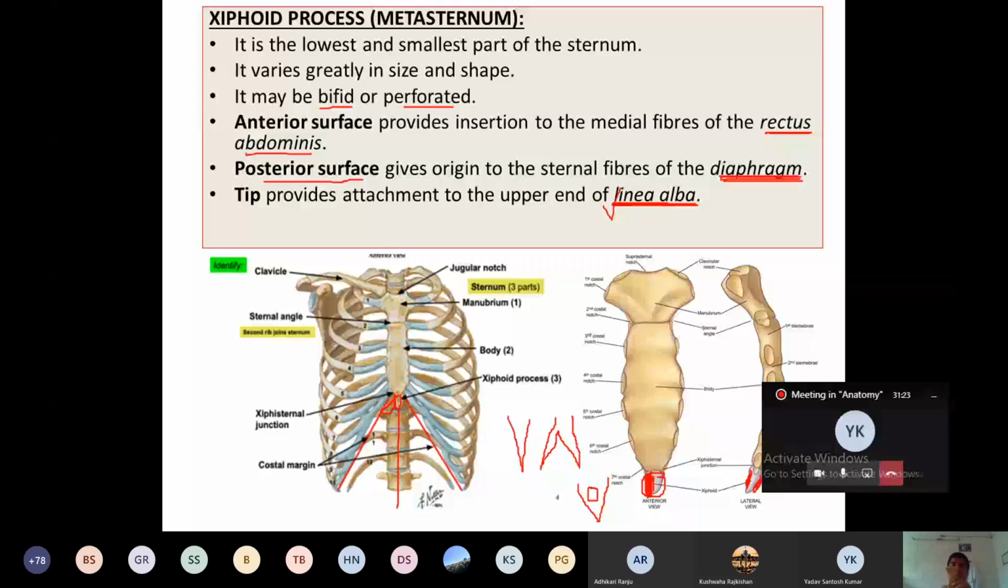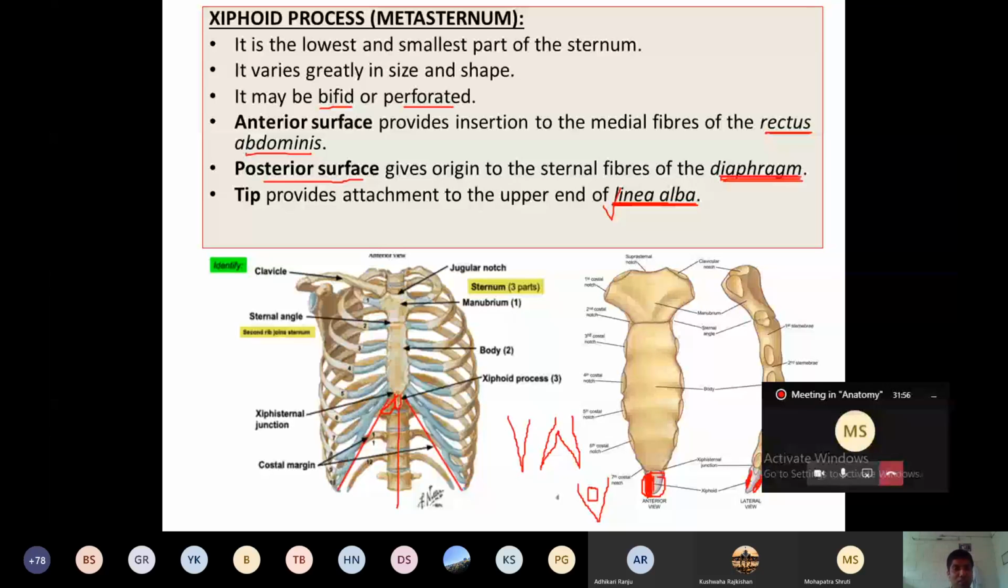Yesterday I mentioned that on the posterior surface of the manubrium, there is attachment of the upper part. Which muscle is attached? Can you tell? The upper part, which muscle is attached? Yesterday I said sternohyoid. Good. Yes, sternohyoid. And in the lower part there is attachment of the sternothyroid. Yes, very good. So in this way, muscles are attaching onto the different parts of the sternum: manubrium, body, and xiphoid process.